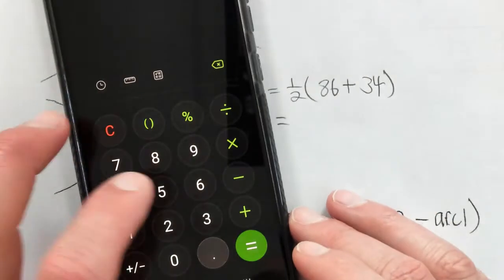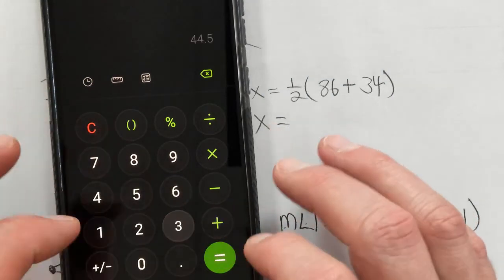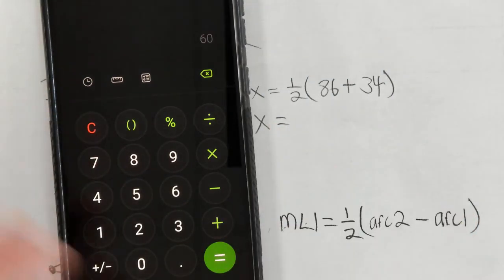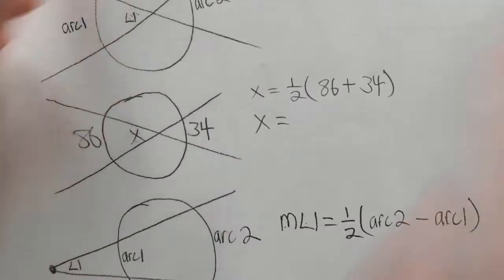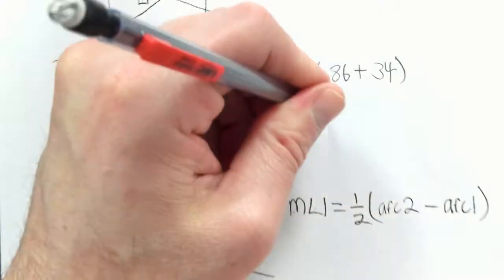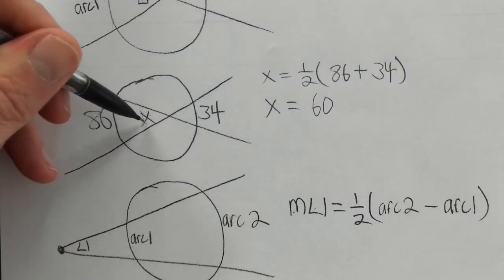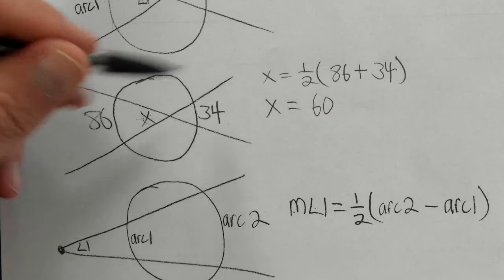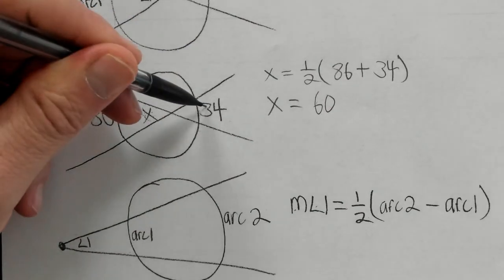We can quickly see what that is. So I can go 0.5 and then 86 plus 34, close it off, and we can see that that is going to be 60. So 1/2 of 86 plus 34 is 60, and 60 is the measure of this angle. So again, the angle is 1/2 the arc that it's facing plus the one on the opposite side.